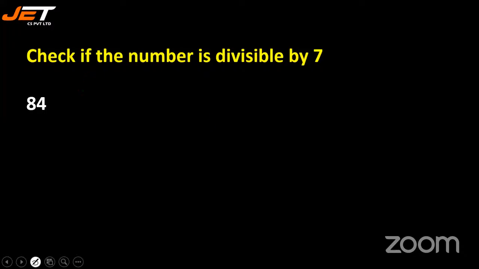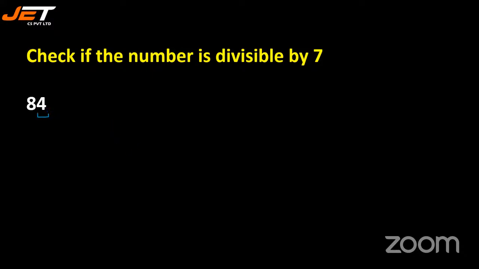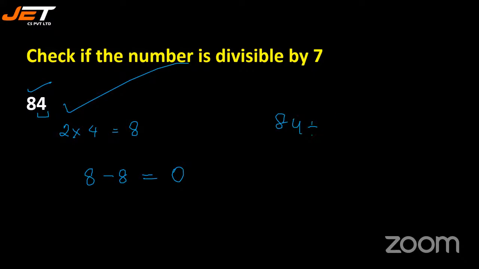We will try another one. Last digit is 4. What we are going to do is 2 times 4, which is 8. Now subtract this product from the remaining number. We will do the subtraction. 8 minus 8, I have got 0. If I am getting 0, that means this number is divisible by 7. 84 is divisible by 7.